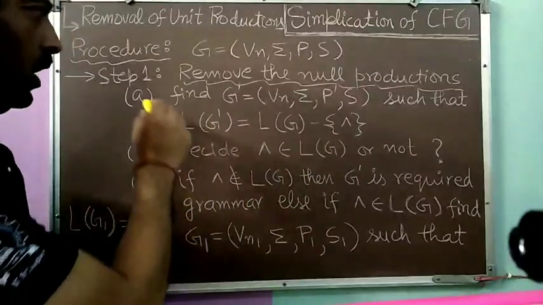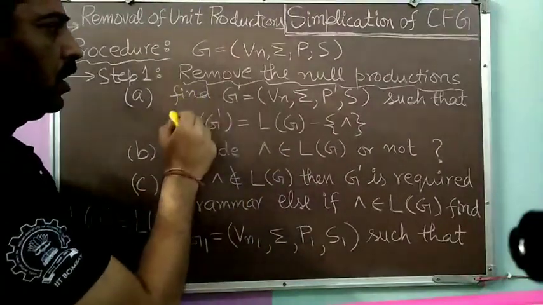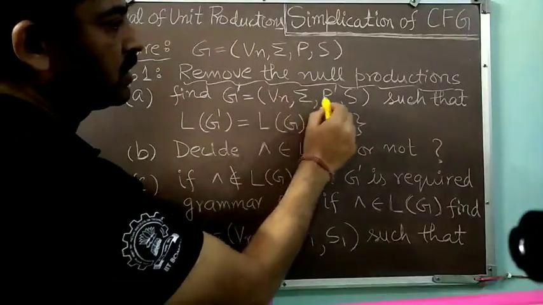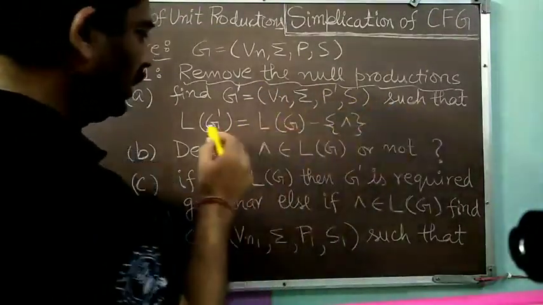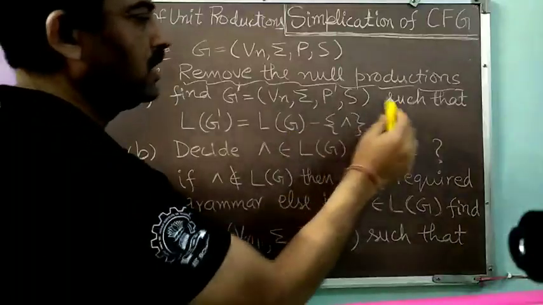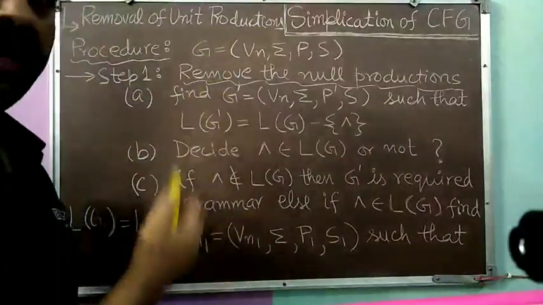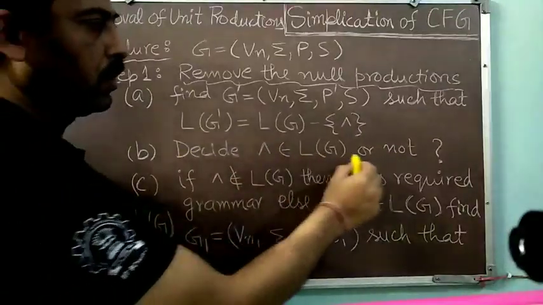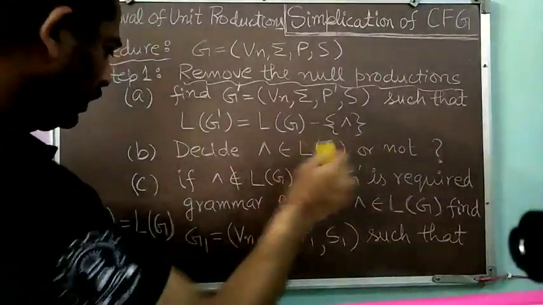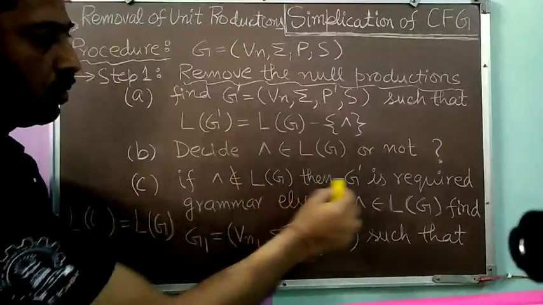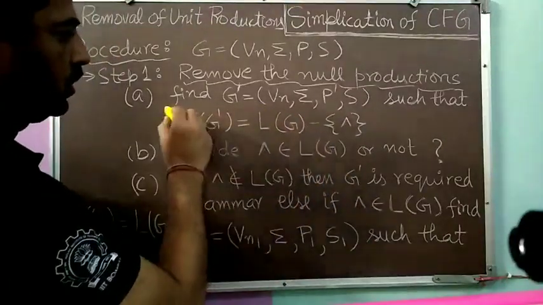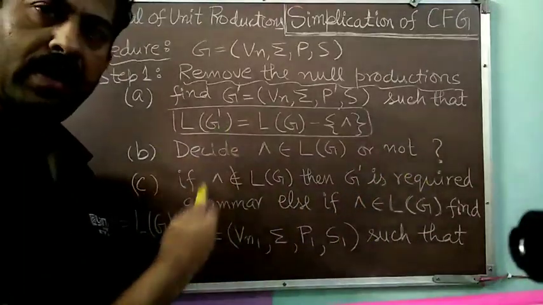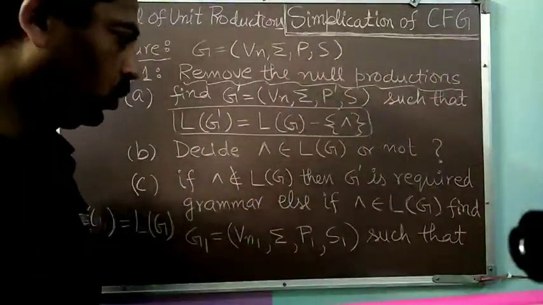Just to recap, our first phase will be to find a G dash such that it is Vn, sigma, P dash and S, and L of G dash will be equal to L of G minus null. So we will find it. Then the second part is we will decide whether null belongs to L of G or not. Third, if null does not belong to L of G, then G dash, which we have found, will be the final grammar before going to step 2.